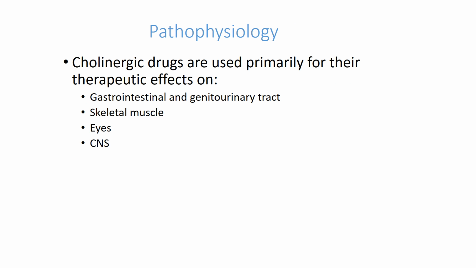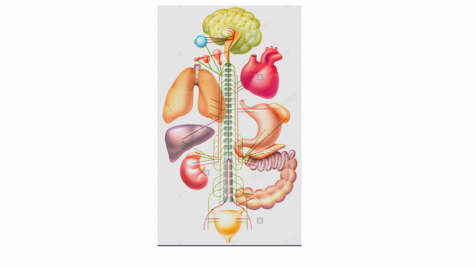Cholinergic drugs are used mainly for their therapeutic effects on the gastrointestinal and genitourinary tract, the skeletal muscle. We use those in people with myasthenia gravis. In the eyes, we can use these to treat glaucoma. And in the central nervous system, they can be used to treat the symptoms of Alzheimer's and other types of dementia. So all of these organs are affected by the autonomic nervous system.